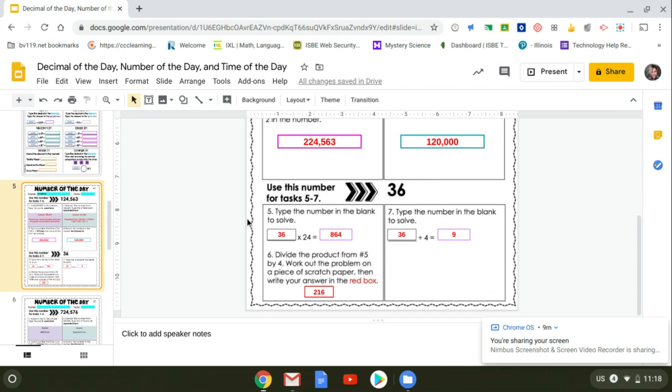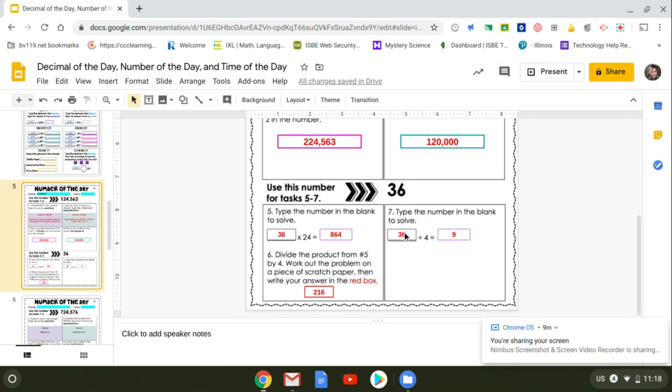Okay, so for the next problems, 5 through 7, you're going to use the number 36. So 36 times 24 is 864. You're going to need a piece of paper for that. Use the turtle head method like we've been practicing all year.